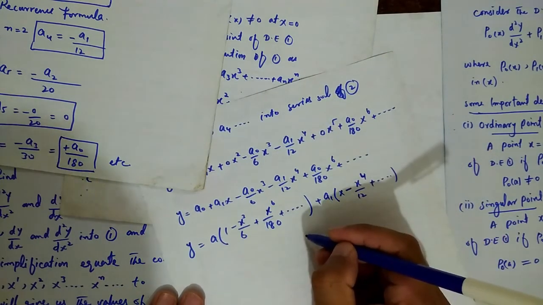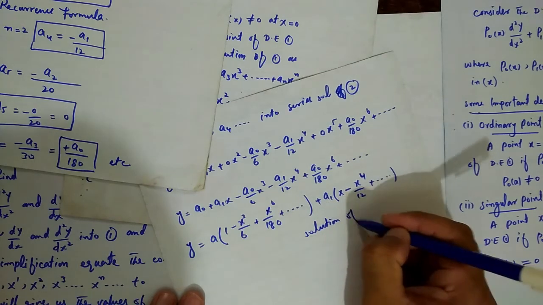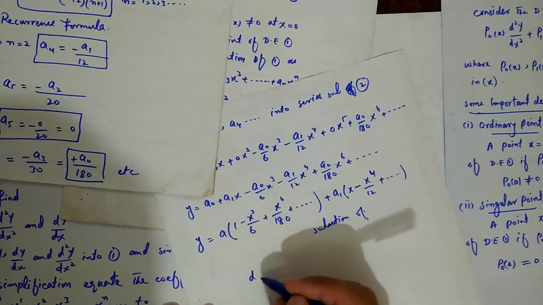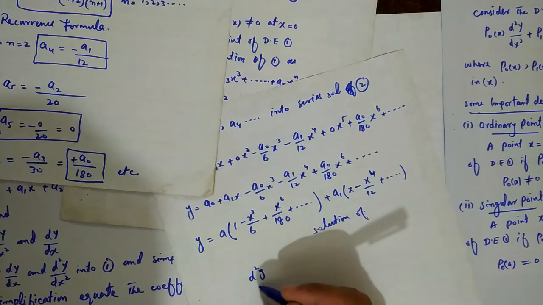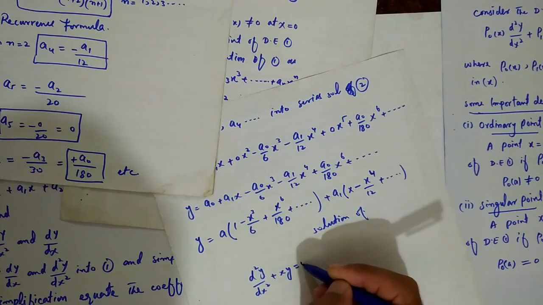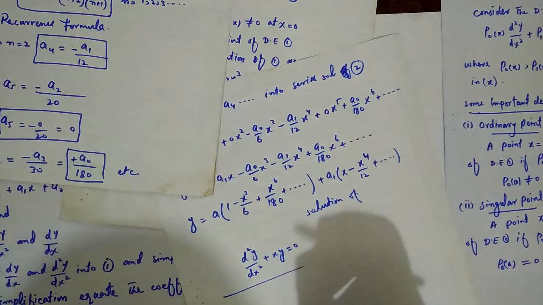So it is the solution of the given differential equation, which was d square y upon dx square plus xy equal to 0. So this is the solution of this differential equation.